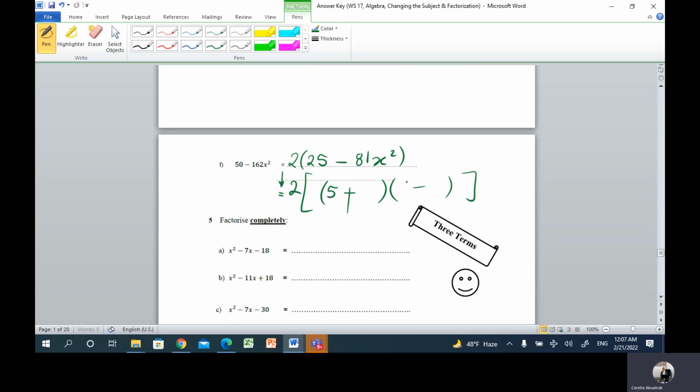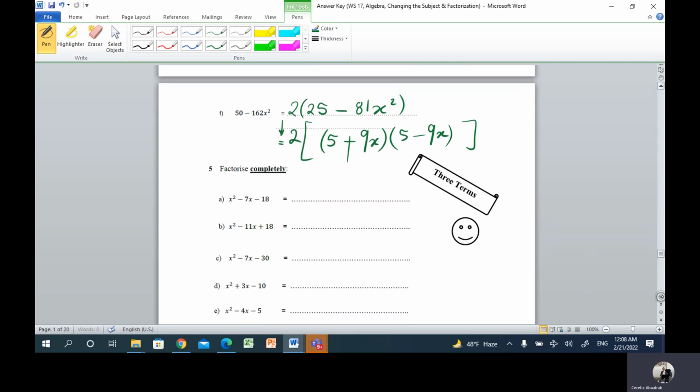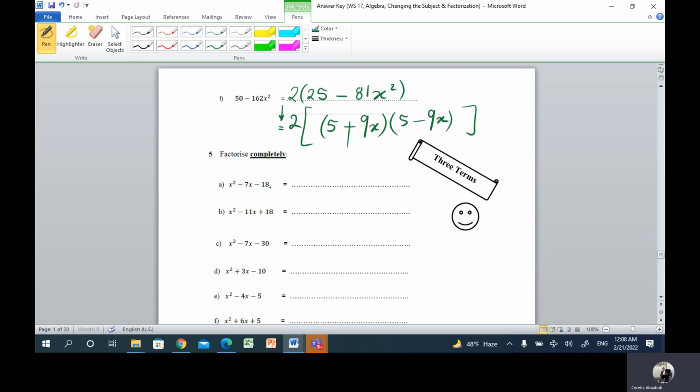25 is 5 times 5, and 81x squared is 9x times 9x, and we're done. Now, if you go to x squared minus 7x minus 18, this is written as ax squared plus bx plus c. So you start by opening 2 brackets, look at the sign of the c, which is negative. If it's negative, then one bracket will take the addition sign and the other bracket will take the negative sign.